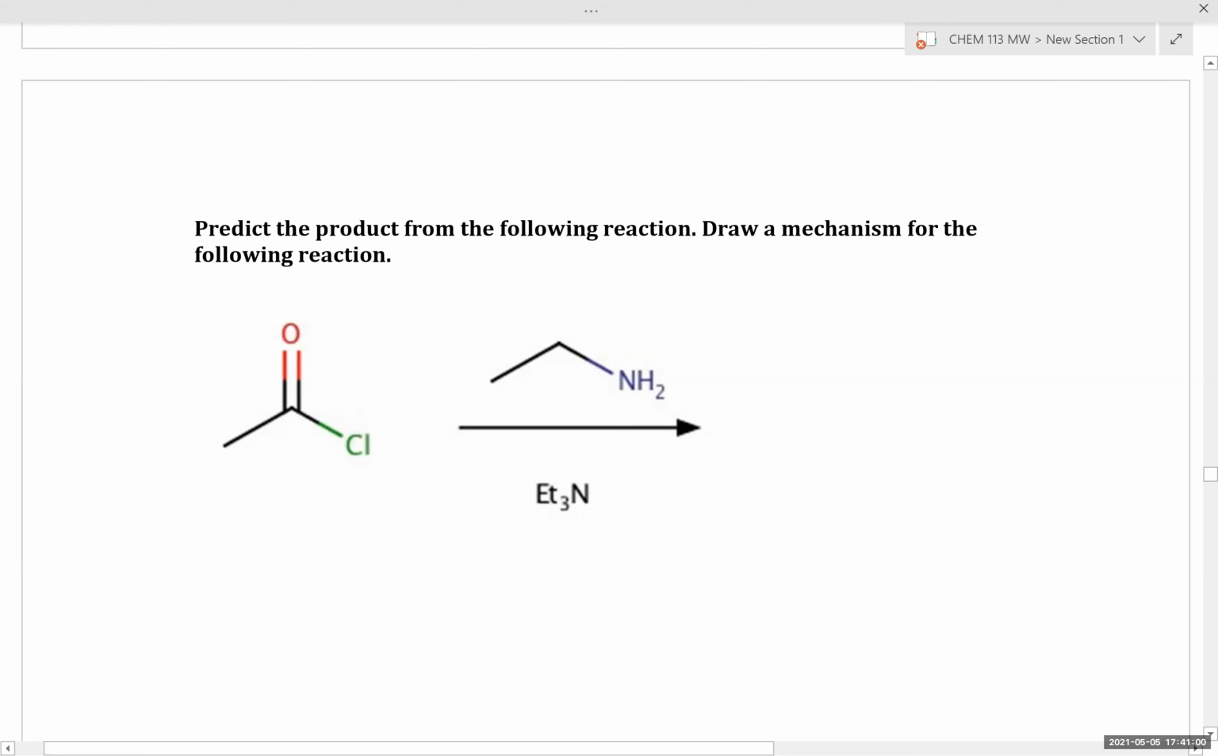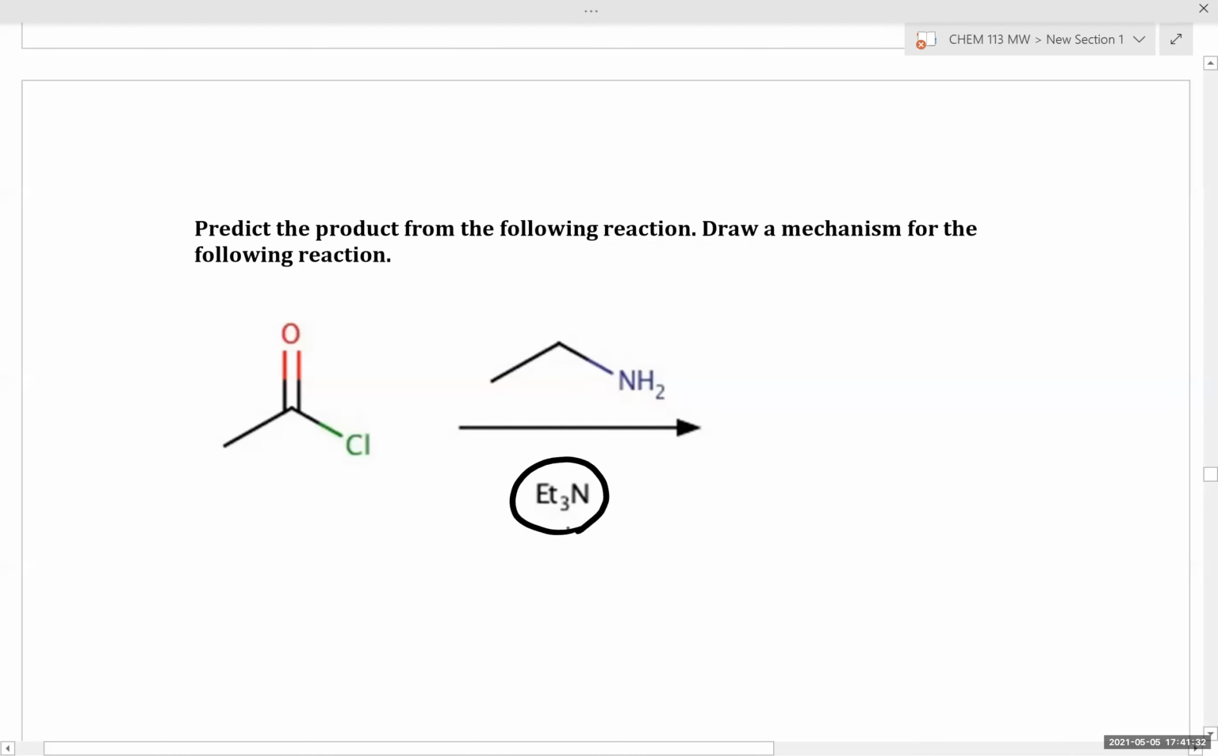Before we get into drawing the mechanism, I just want us to think a little bit for a moment, and I have the following question. First, why is triethylamine okay to use as a base in this case? Why do we not see reaction of triethylamine with our acetyl chloride? What is unique about triethylamine that makes it a poor nucleophile for this kind of aminolysis reaction?